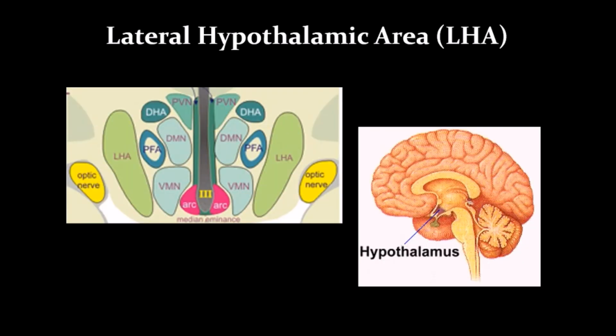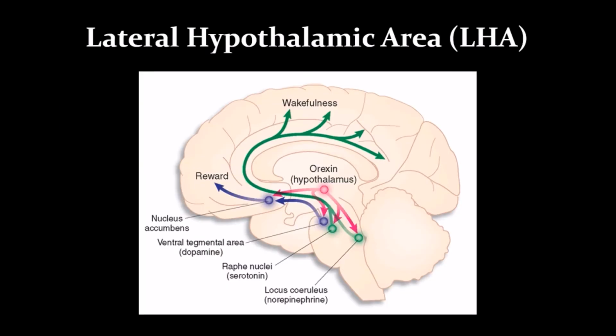Orexin-producing neurons are located exclusively in the hypothalamus, predominantly within the lateral hypothalamic area, or LHA. Humans have approximately 50 to 80,000 orexin neurons in the LHA. They receive input from a wide variety of brain regions that provide information about stress, circadian rhythms, and energy balance, among other things. Orexin neurons are able to integrate these diverse inputs and project widely throughout the brain to other areas.